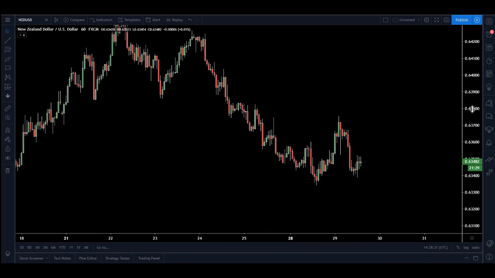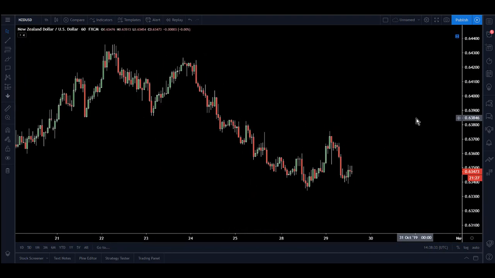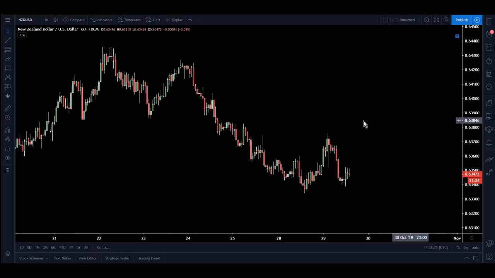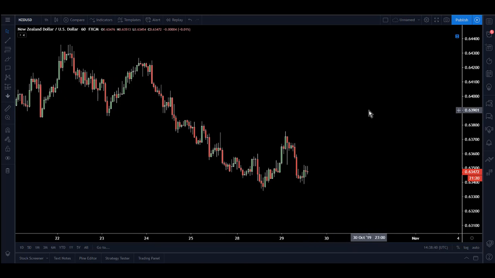Just wanted to look at this on the hourly, see if we could see anything. No, not really. It's still looking a little bearish at the moment, so nothing there for us at the moment, but it's one that we've got our eye on.